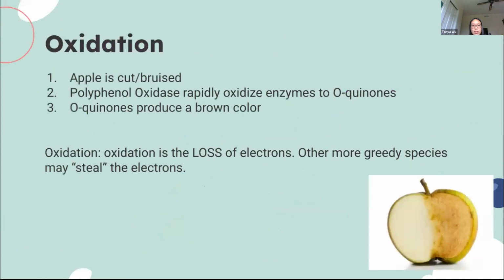Oxidation. It's like when you cut your apple open and then at lunch it's brown. So polyphenol oxidase rapidly oxidizes the compounds inside to O-quinones. And oxidation is the losing of electrons. It's really stupidly named. O-quinones then produce the brown color.